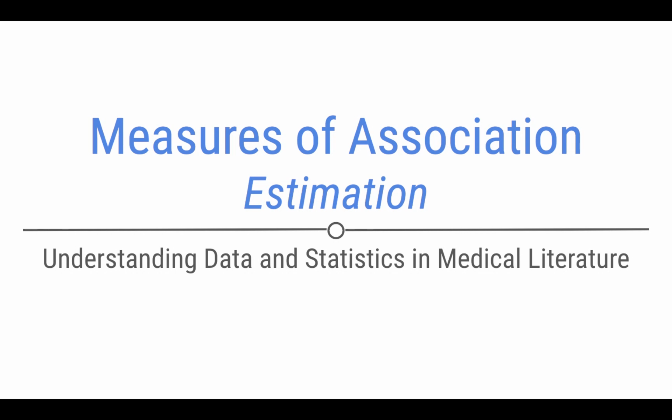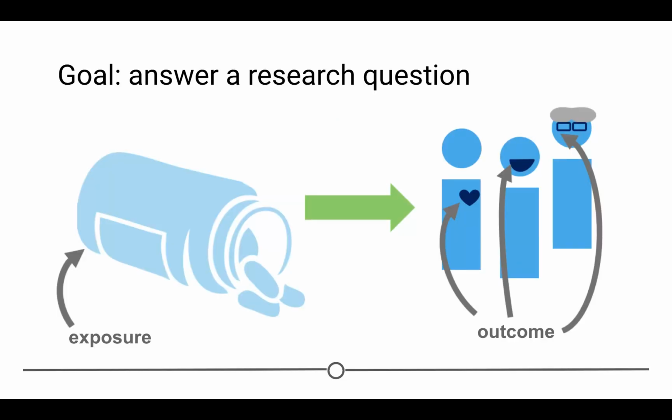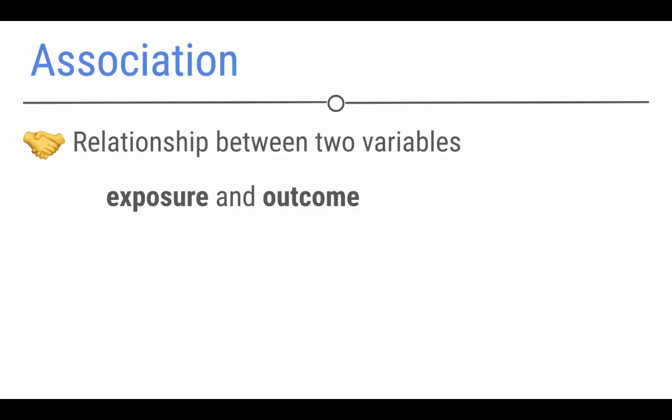In this section, we will discuss how relationships are measured and tested using statistics. So often, as you know, in the medical literature, our goal is to answer some research question. And as we discussed in the study design section, this involves assessing how some exposure or treatment is associated with some outcome, like how healthy or happy a patient is. And so this relationship between the exposure and outcome is known as an association.